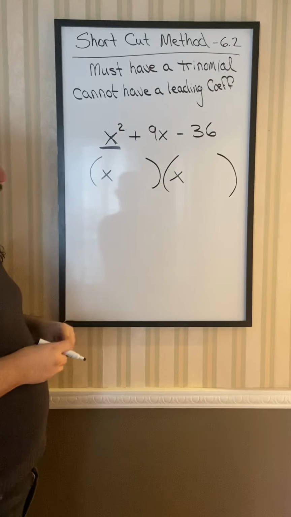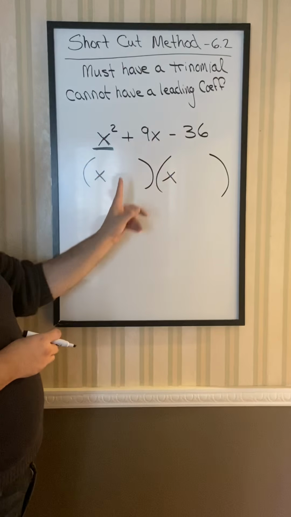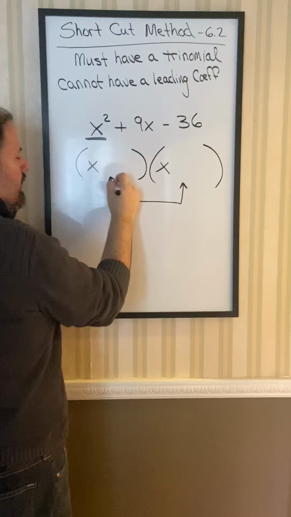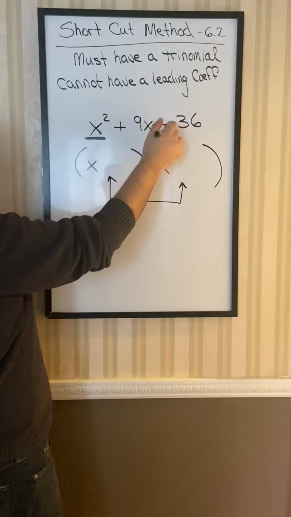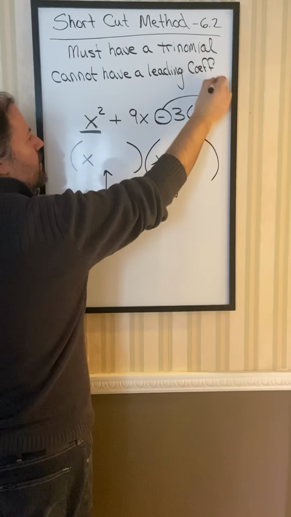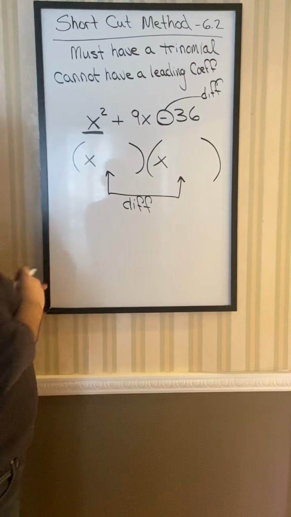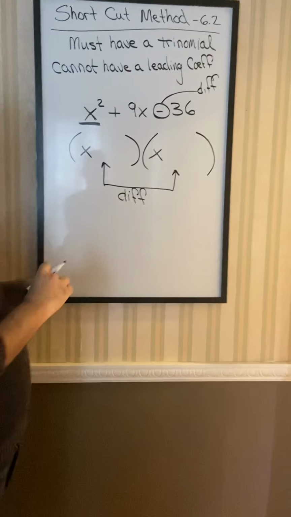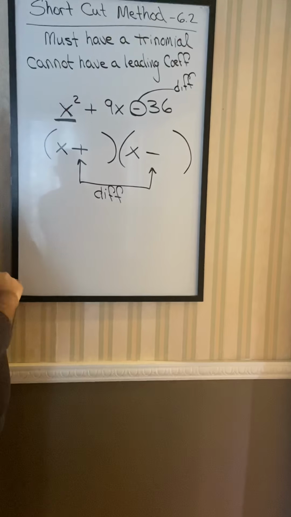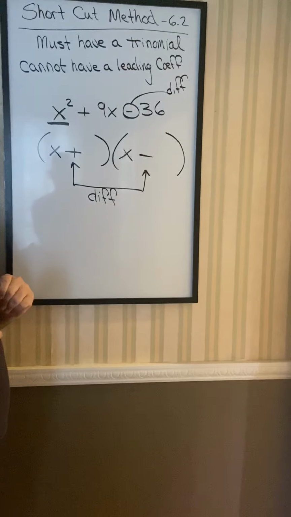The second step, we have to look at the last sign of the trinomial because we know that this and this must have signs. Now look at the last sign here. Notice it's a minus sign. That tells me I'm going to have to use different signs. Different means they're going to be opposite of each other. So it's always going to be 1 plus, 1 minus. See how they're different from each other? So anytime you see the last term of your trinomial minus, always 1 plus, 1 minus.